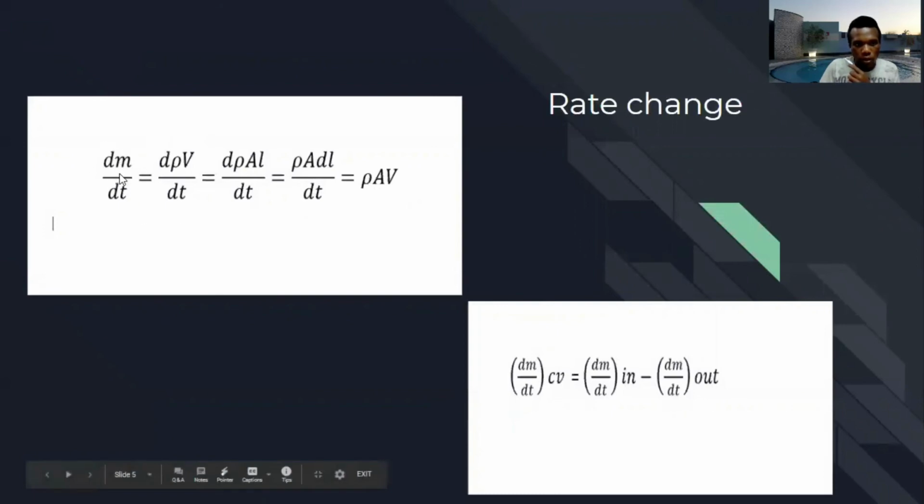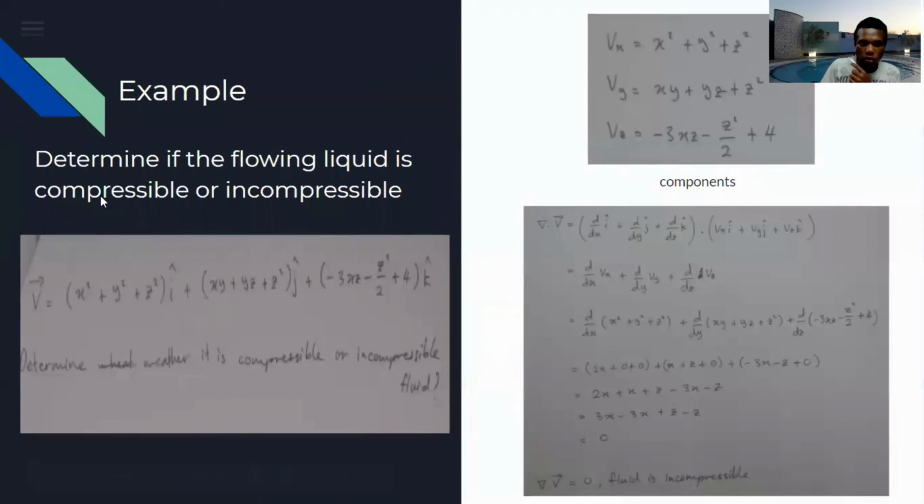But this dm/dt in a control volume, which has an inlet and outlet, can also be obtained by taking the rate of inlet minus the rate of outlet, hence differentiation is also used. I'm going to show you an example where we use differentiation in fluid mechanics.